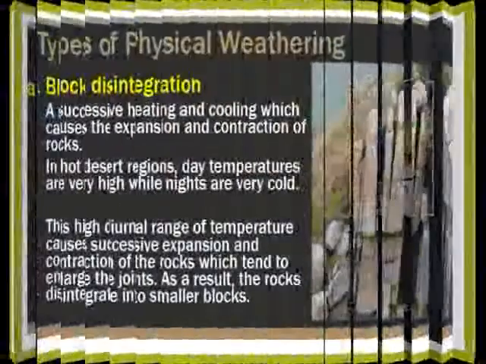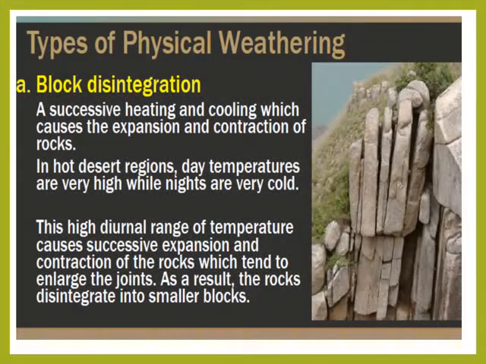Take the types of physical weathering. One is block disintegration. Can you look at the picture? The rocks are broken like building blocks. So that is called block disintegration. Continuous heating and cooling makes the rocks expand and contract. See what happens? These are all on the surface of the earth.